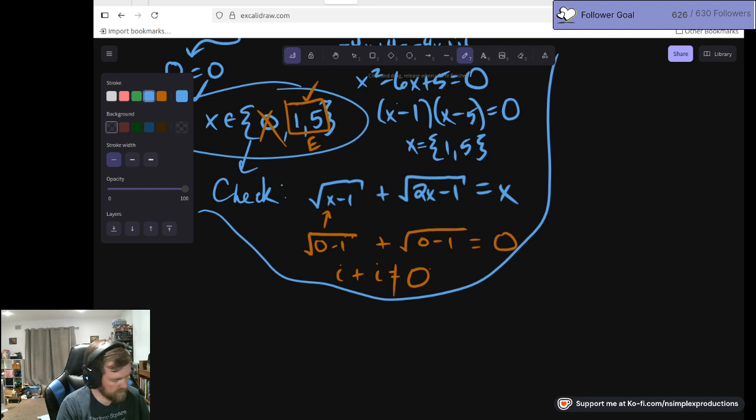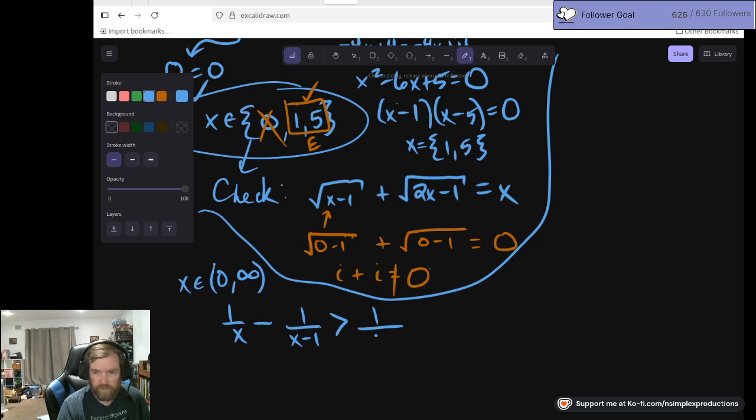Okay, number 2. Determine the set of positive values, so therefore, x must be larger than 0, that satisfy the following inequality: 1 over x minus 1 over x minus 1 must be greater than 1 over x minus 2.